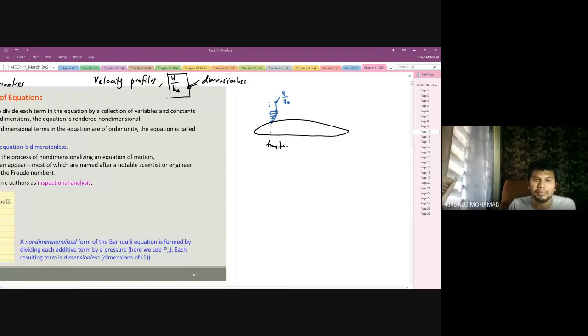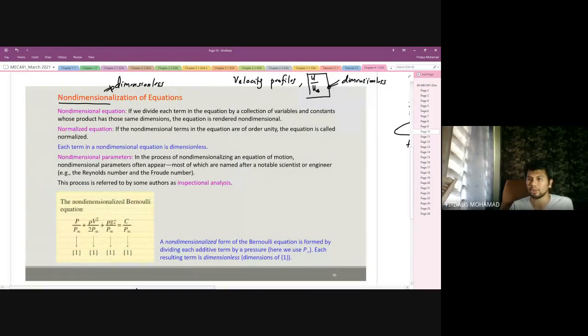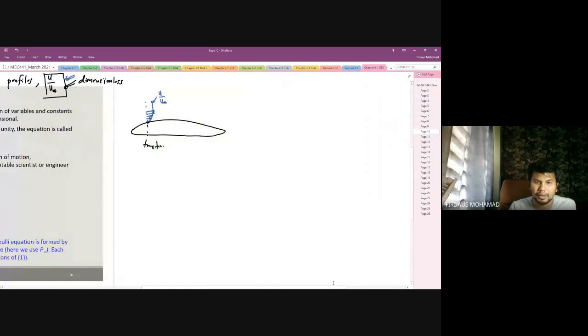Okay. So dia ni maksud dia dimensionless ataupun non-dimensionalization of equation. Okay, tu contoh. So if we divide each term in the equation by the collection of variable and constant whose product has the same dimension, the equation is rendered non-dimensional. Ini contoh non-dimensional. Contoh kalau length, contoh ni eksperimen dekat Airbus. Dia punya C adalah 8 meter contoh, 8 meter panjang, 4 meter tadi lebih kurang 4 meter contoh.